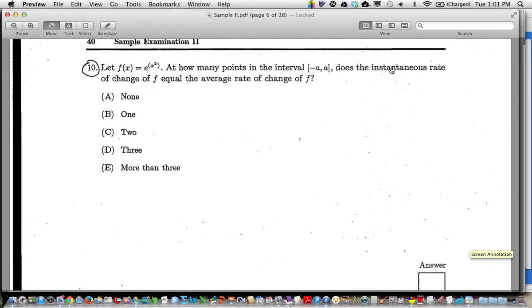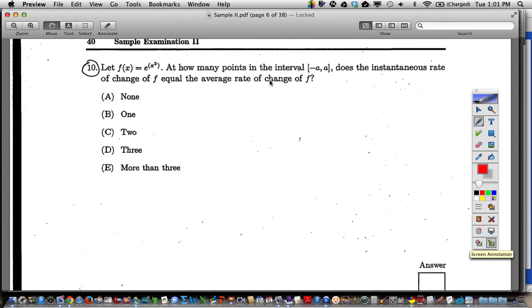At how many points in this interval does the instantaneous rate of change, what do you think of when you read that? Instantaneous rate of change. Derivative. I mean, slope at a point, but that's what derivative is, right? Slope at a point. So that's derivative. So instantaneous rate of change should make you think derivative. What's average rate of change? Slope between two. Average rate of change should make you think slope between two.